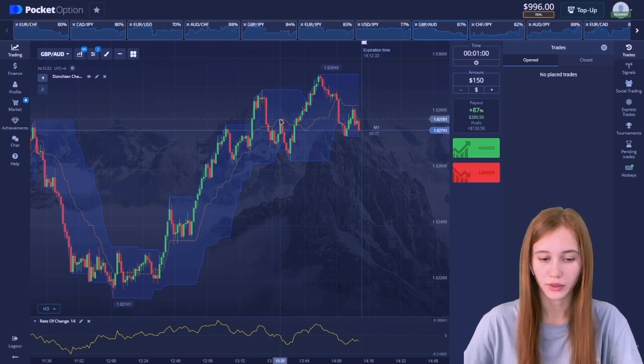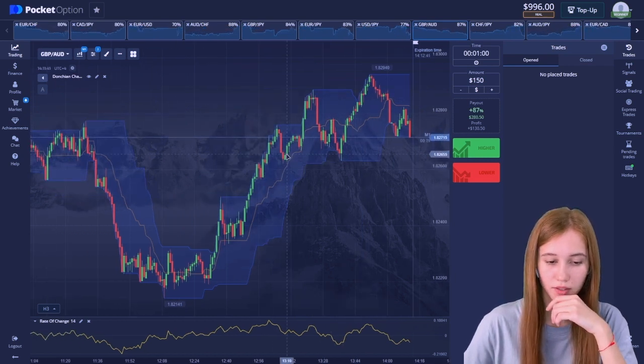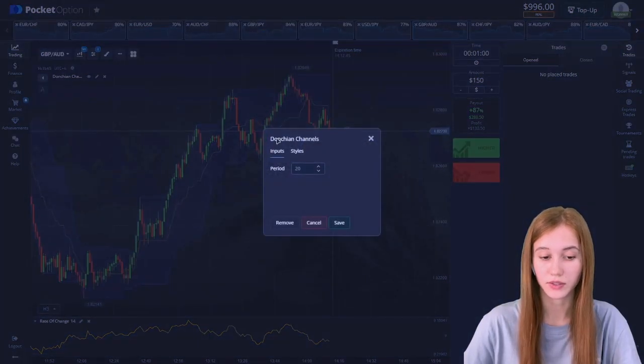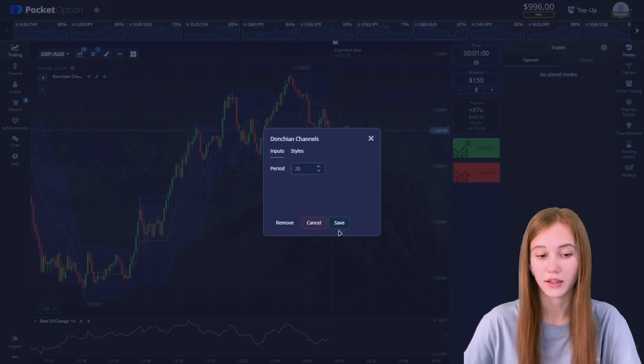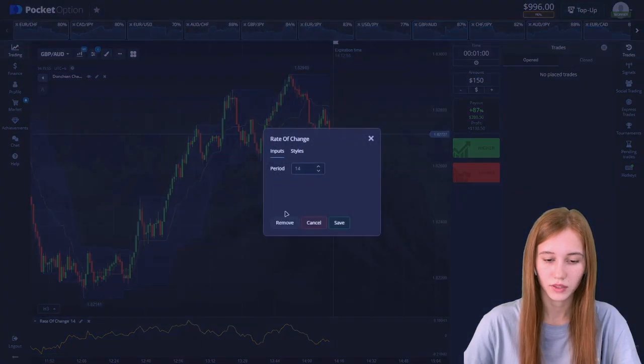Also, don't forget to look at the middle line. At some moments when approaching it, we have a rollback. So we will use the basis as technical analysis, but we'll also use these indicators. Let me show you the settings of this indicator, and let's talk about the second indicator, the rate of change settings.